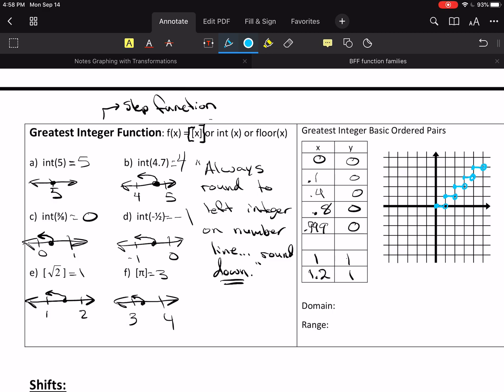Same way negative, right? Negative 1 would equal negative 1, and everything in between 0 and negative 1 would be negative 1, except for 0. And just follow that pattern.